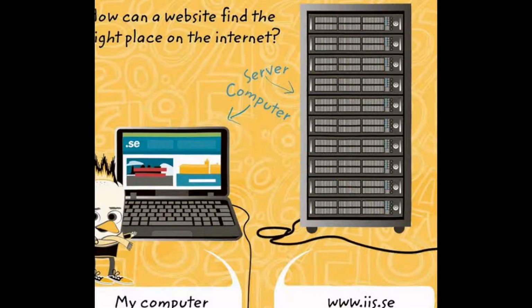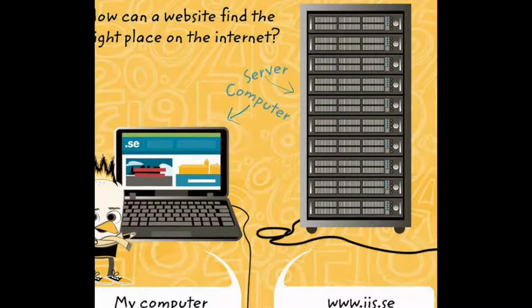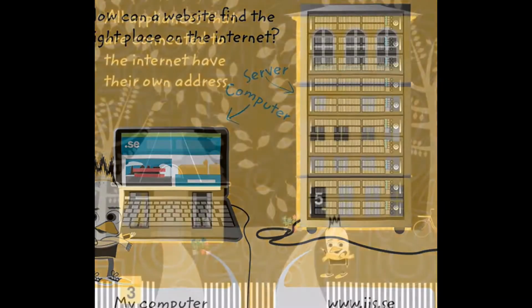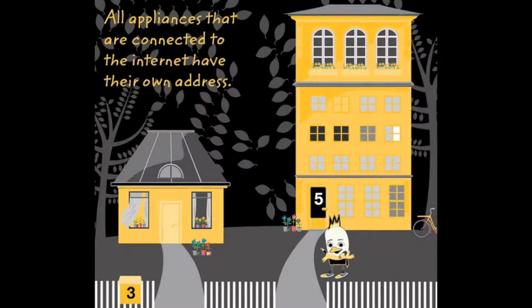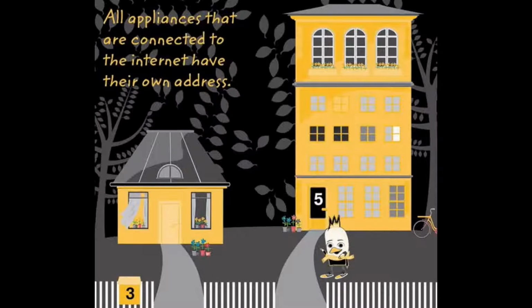How can a website find the right place on the Internet and arrive on my computer? That's because all appliances that are connected to the Internet, like computers, mobiles, and servers, have their own address. It's like the house you live in. It also has its own address so that you can receive mail and people can visit you. All appliances that are connected to the Internet have their own address.